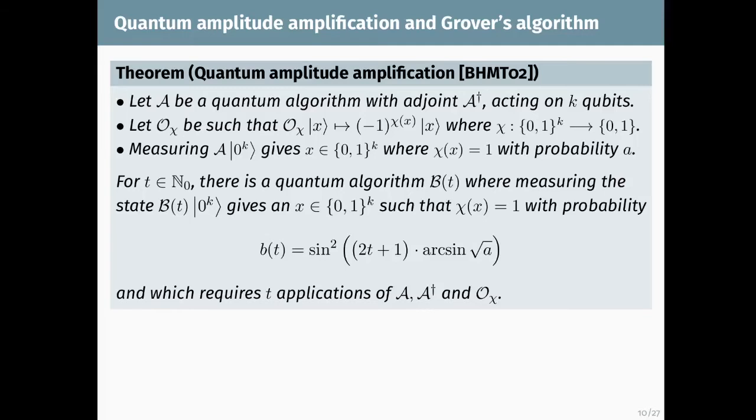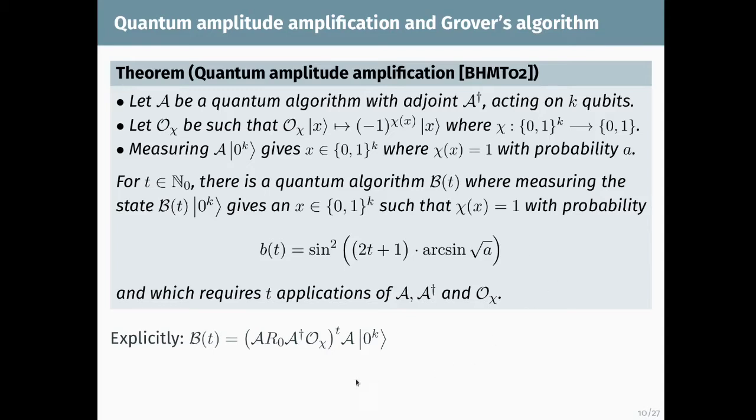Now the main tool we'll be using is quantum amplitude amplification, which can be thought of as a quantum algorithm which exploits the relationship between an arbitrary quantum algorithm, which has an adjoint, and a quantum oracle, based on the function chi we discussed earlier. Now, if we prepare the all-zero state, and apply the quantum algorithm A to it, measure it, and it gives us a bit string that satisfies chi of x equals 1 with probability a, then we can apply t iterations of a certain loop and boost the probability to this thing.